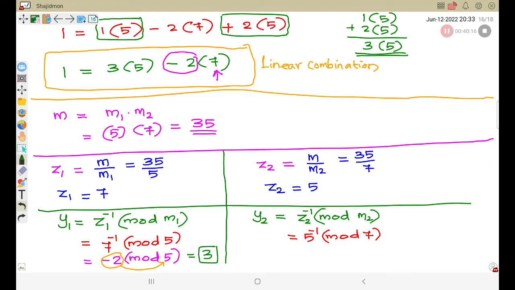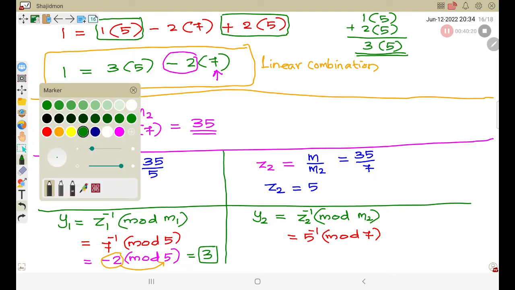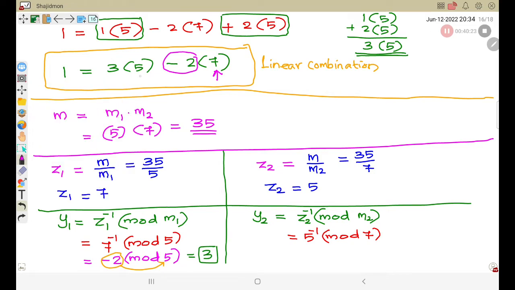Now we will go to the y2 number. y2 means 5 inverse. 5 inverse means 5 in linear combination, 5 behind number. That is 3. So we can write here 3 mod 7. No need to take mod because 3 is a positive number and smaller than 7 also. So 3 is the number. y2 equal to 3.